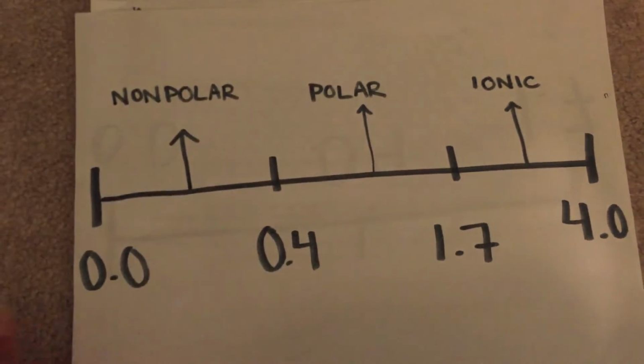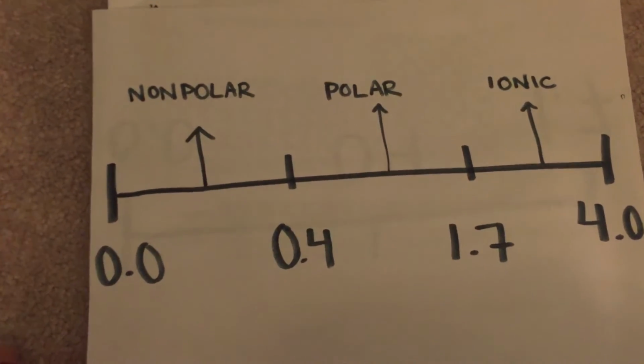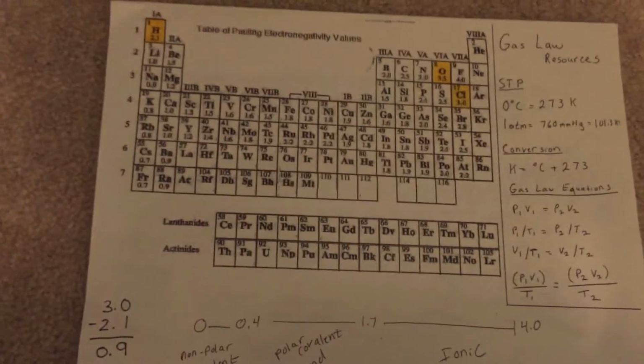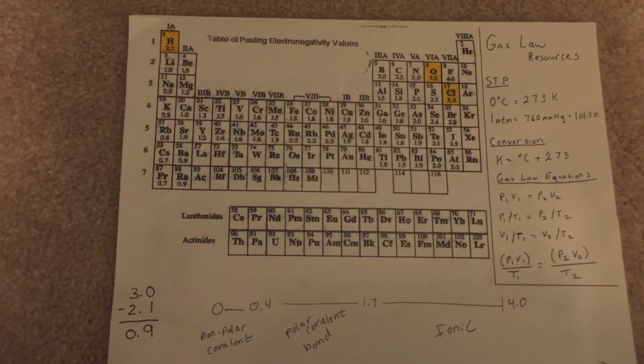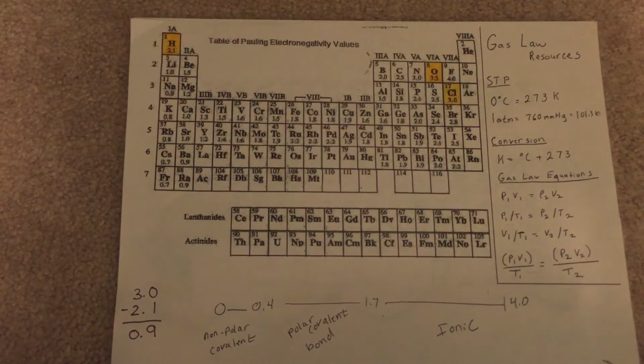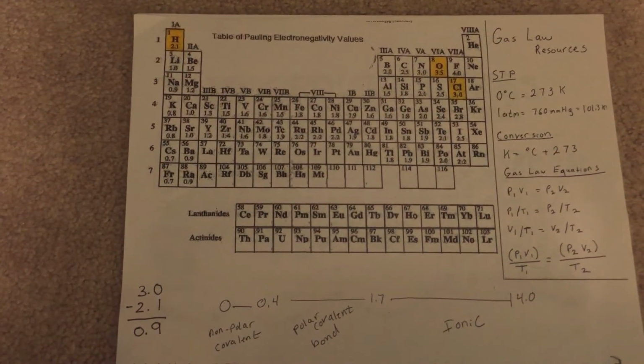To figure out the electronegativities of atoms, we need to use our periodic table that has all of the electronegativity values recorded. So there's that. To figure out the electronegativities, first you would look up the atom on the electronegativity table.